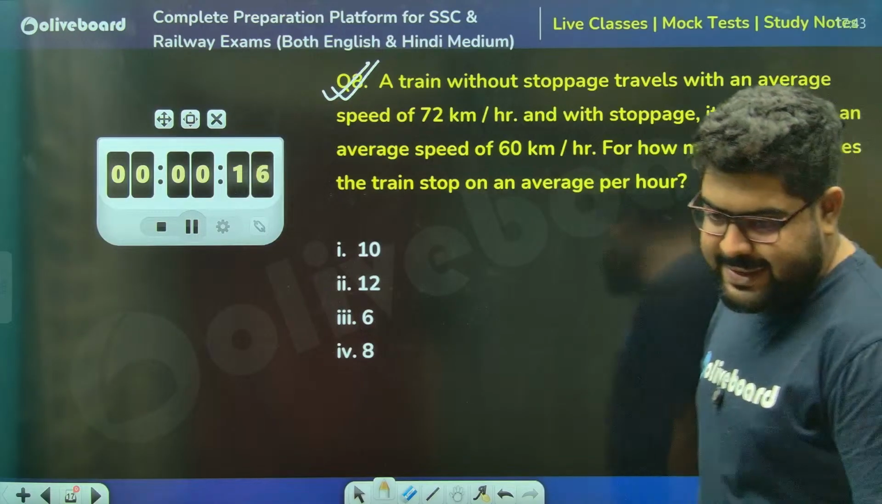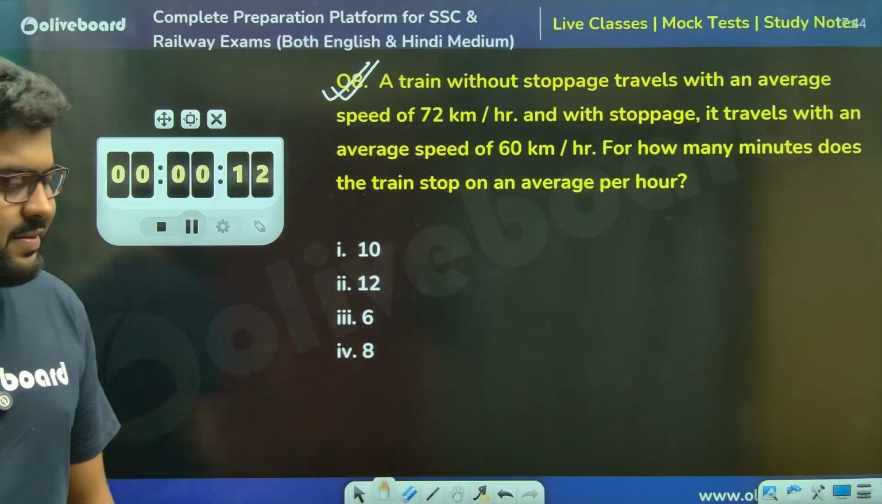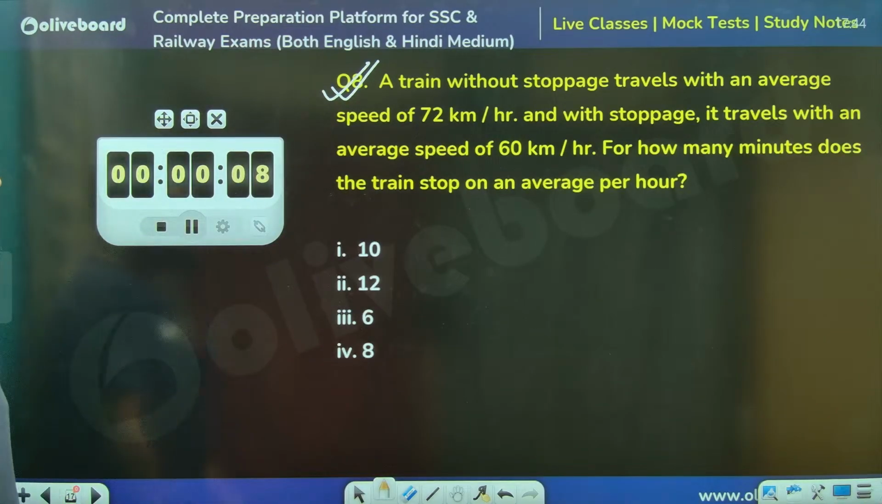Reena has given answer. Very good, Reena. Very, very good. बहुत बढ़िया. Sameer has given answer. Very good. चलो चलो चलो.